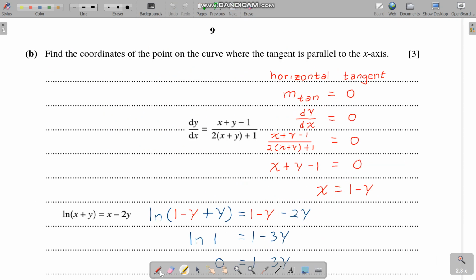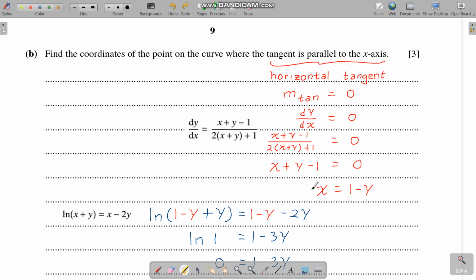Tangent is parallel to the x-axis. So parallel to the x-axis means horizontal tangent. Horizontal lines means the gradient is 0. Gradient means dy/dx. Previously we know this is the dy/dx. If we are solving a fraction equal to 0, just use the numerator equals 0.